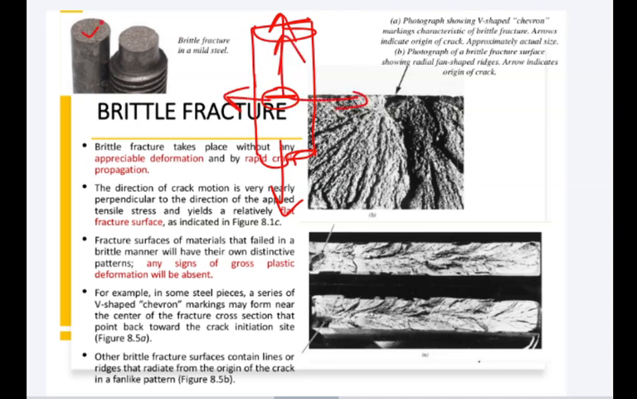That's why we see flat surfaces. We don't see the cup and cone. It is not at 45 degrees. It is perpendicular, at 90 degrees to the applied stresses. So the crack propagates perpendicular to the applied stresses when there is a brittle fracture. So the fracture surface of a material that fails in a brittle manner will have its own distinctive pattern. Any sign of gross plastic deformation will be absent.